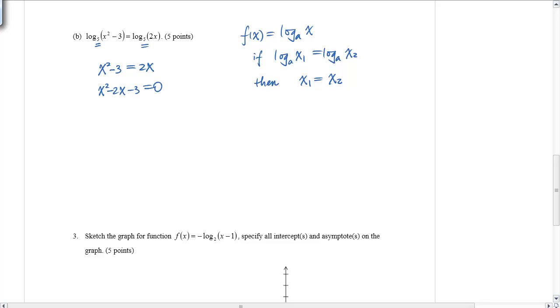We know how to solve a quadratic equation. We factor it: x minus 3 multiplied by x plus 1 equals 0. Therefore, x equals 3 or x equals negative 1.